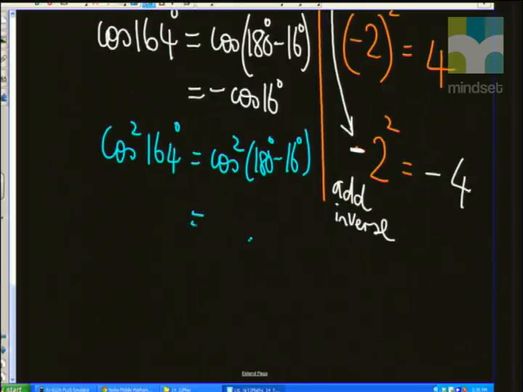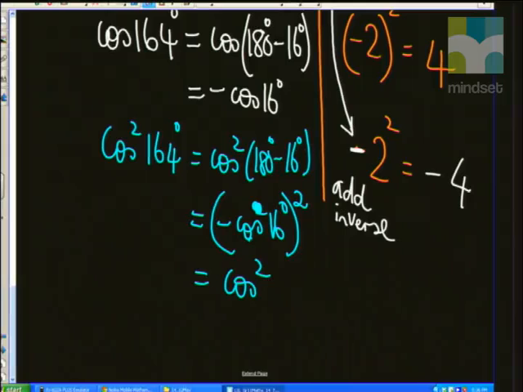Most grade 11s will want to now write negative cos squared 16. Can you see what the problem is with the mathematics? You're now making a squared function, which should always be positive, into a negative. The only reason this happens, grade 11s, is because this square is kind of next to the function. It's not really saying that the square should actually be outside. So now we get negative cos 16 times negative cos 16, which is simply cos squared 16.